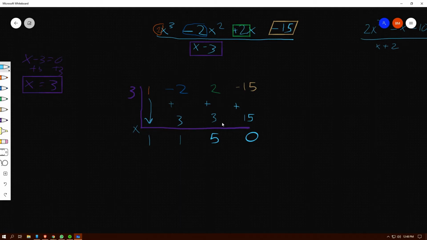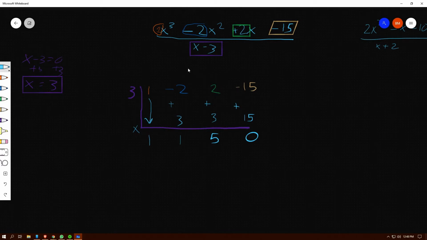Now, let's talk about what all this stuff is. We took the x minus 3, and we solved it. We set it equal to 0, and we solved for the opposite, and we got the 3. We took the coefficients of the numerator and plugged them in. So we got the 1 there, the negative 2, the positive 2, and the negative 15. I plugged them directly in.